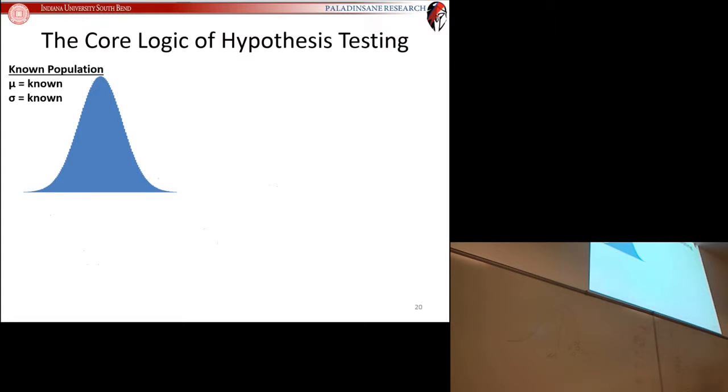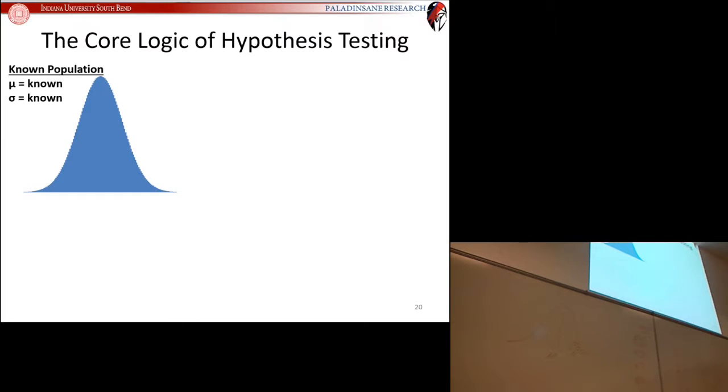All right. So what's the core logic? What are we doing here? In this situation only, to introduce the idea of hypothesis testing, we're going to make an assumption that very rarely ever occurs, and that is that we are starting with a known population. So just to make the introduction of hypothesis testing a little bit easier, we're going to assume that for whatever population we're interested in, we know the mean of that population, and we know the standard deviation of that population. We're going to make that assumption to make it a little bit easier.